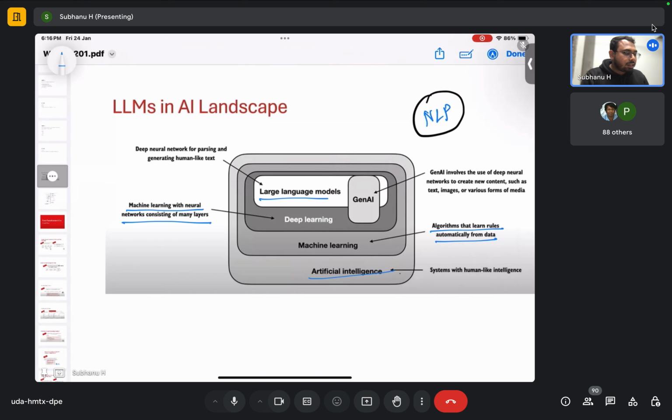Before this large language model, we have a concept called NLP, which is natural language processing. The father of NLP is Chomsky. We read a subject in our BTech level course called automata theory. There you learn about grammar and the parse tree. That was developed by Chomsky, so he is the father of NLP also. So why is this the case? Because it is called natural language.